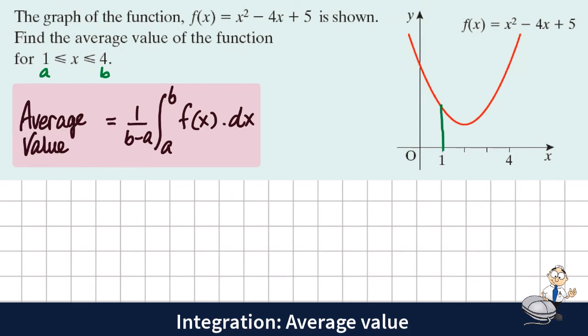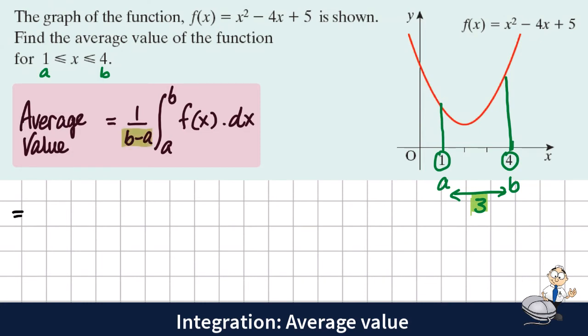In this question, we're told 1 is the lower limit, so that's our a value, and 4 is the upper limit, so that's our b value. The distance between 1 and 4 is 3, or 4 minus 1 is 3. So we're going to divide the area by 3, and that will give us the average height.